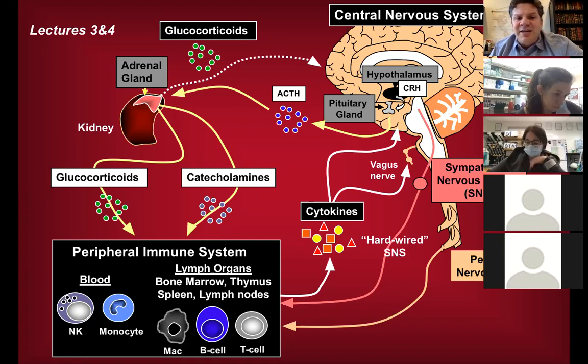So this is just the same bidirectional communication slide. It's just giving you more detail. And by the fourth or fifth lecture, I think you'll have seen this quite a bit, and hopefully you'll get more understanding of it.